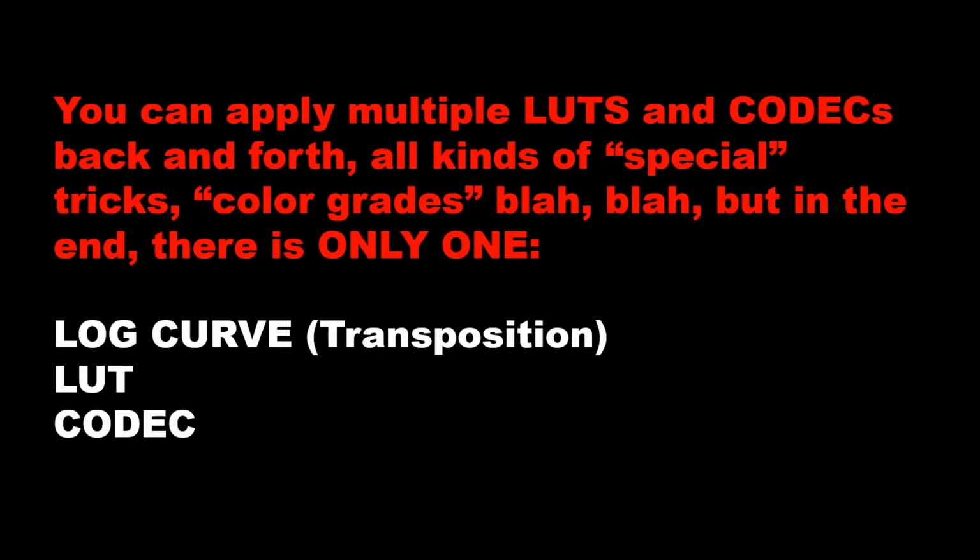You can apply multiple LUTs and codecs back and forth, all kinds of special tricks, color grades, blah, blah, blah. But in the end, there's only one log curve. It's a transposition from the sensor data to your computer storage or camera storage or whatever. Second, the LUT, which tells you or your equipment what colors to use for those values, and the codec, which compresses it to make it usable. All right, those are the 7 myths I want to clear up at the moment.